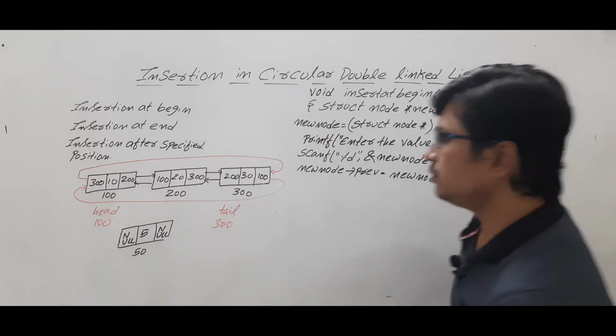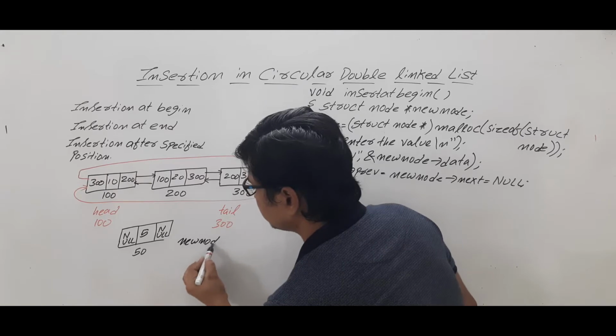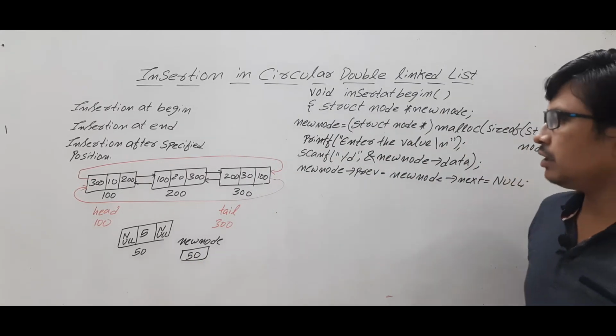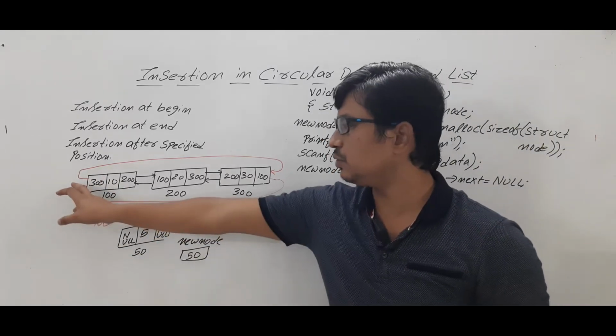Okay, now the new node, let me write here, new node will have the base address which is 50. Now you want to insert at the beginning. Is it clear? Means here you want to insert.